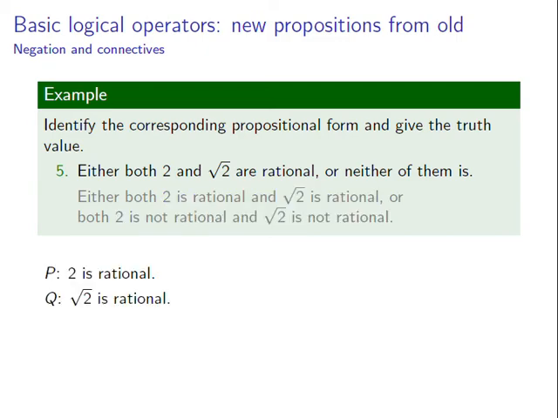Take P and Q to be the same as in examples 3 and 4. The proposition, both 2 and the square root of 2 are rational, is the conjunction P and Q. It is preceded by the word either and followed by the word or, which signifies that it is the first statement in a disjunction. Hence, we treat it as one statement and then close it in parentheses. The proposition, neither of them is rational, is the conjunction not P and not Q. Since it follows the word or, it is the second statement in the disjunction and thus must be enclosed in parentheses.